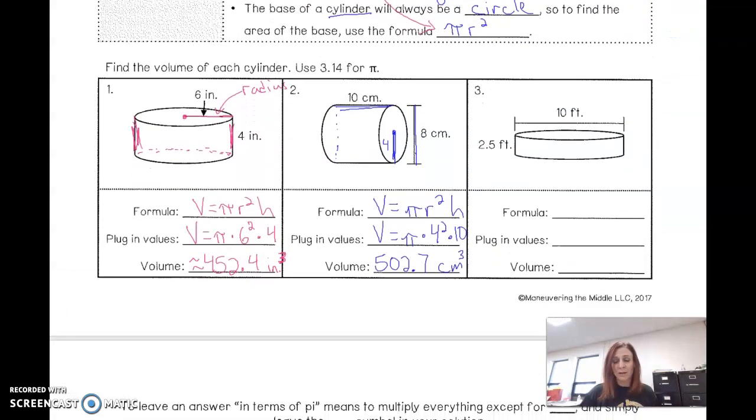Okay, our formula. It's a cylinder. Volume equals pi times the radius squared times the height, the distance between the bases. So volume is going to equal pi times our radius. Our radius is the distance from the center to the outside. If the whole thing from one end of the circle to the other is 10, its radius is half of that, so its radius is 5. So times 5 squared times our height, again the distance between the two circles. In this case, it's 2.5.